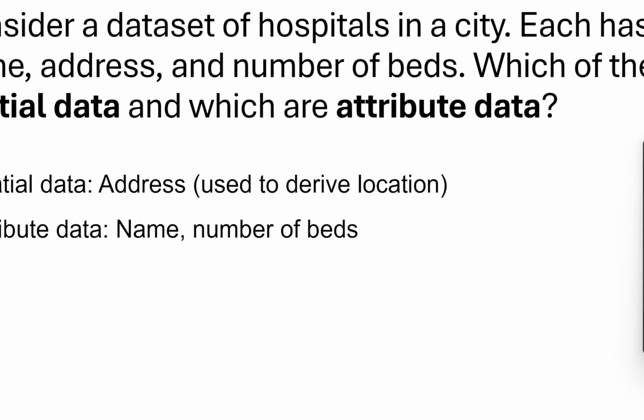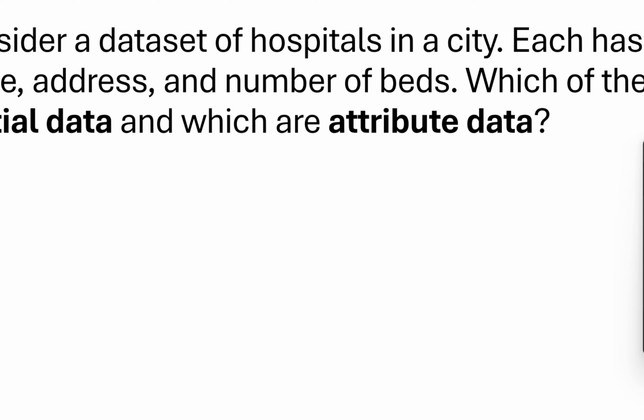Now we have a question. I showed the answer, but still I'll ask the question. Consider a data set of hospitals in a city. It has name, address, and number of beds. Which of these are spatial data and which are attribute data? In the chat box you can write which is spatial data and which is attribute data.